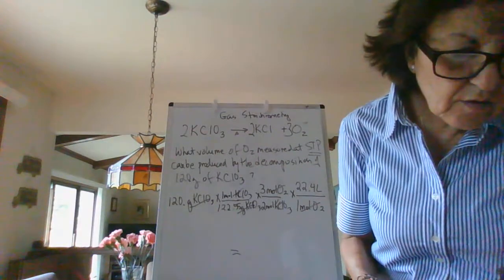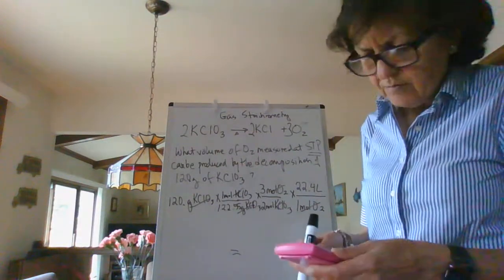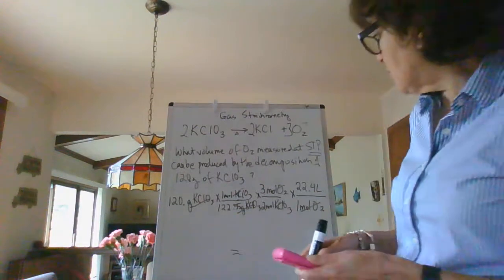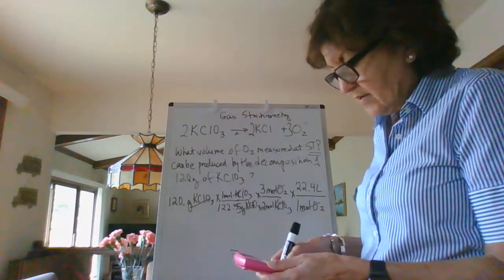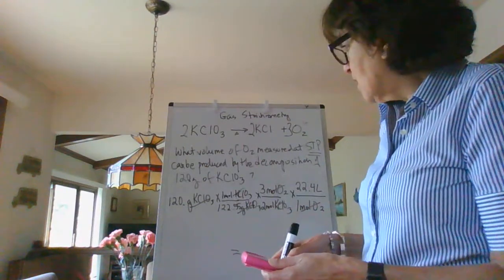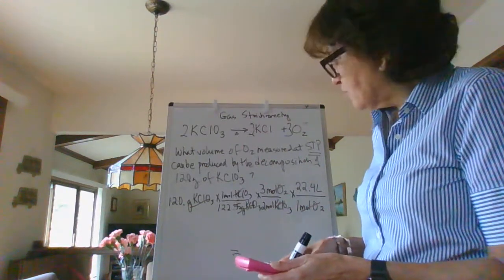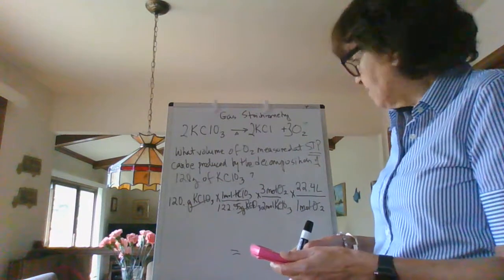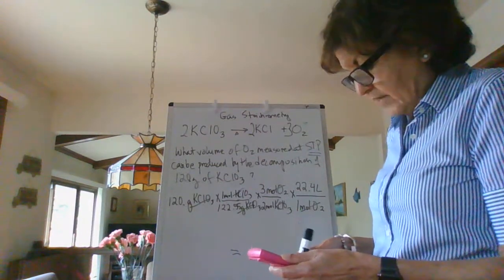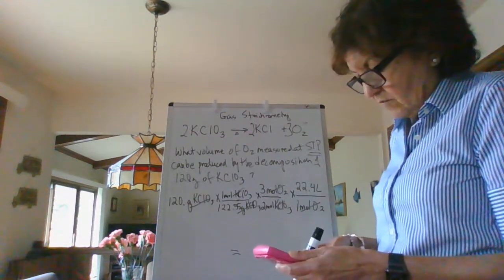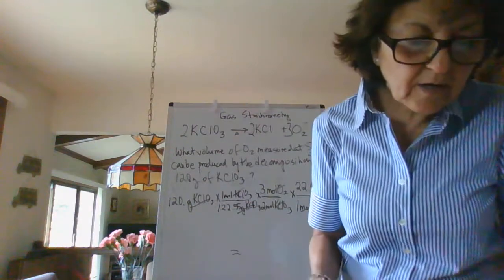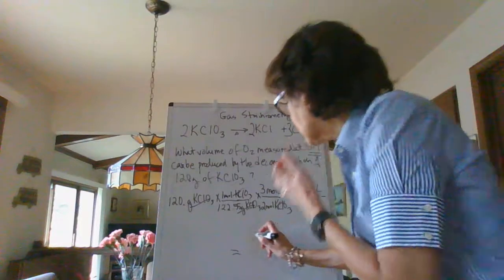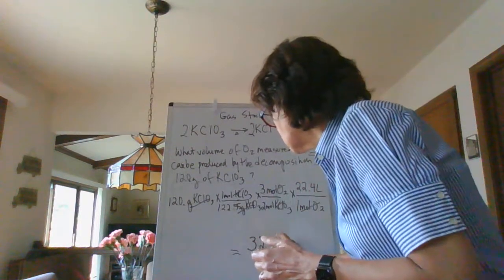Yep, I can barely read it. Is it 32.9? That's what I have. Let me try it one more time. 120 divided by 122.55 times 3 divided by 2 times 22.4. Yep, 32.9 liters. Perfect. I don't know why I second guessed myself.